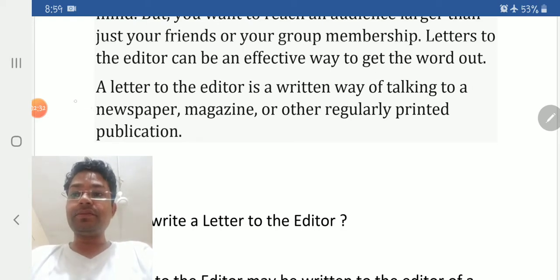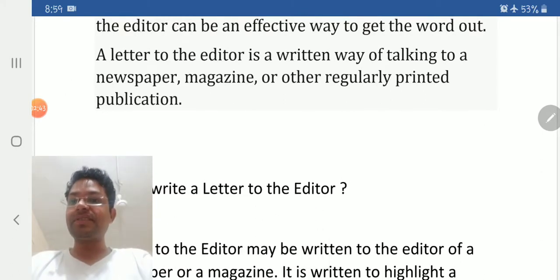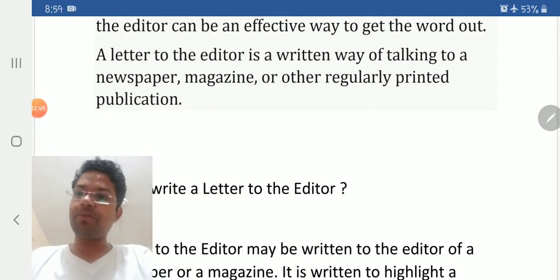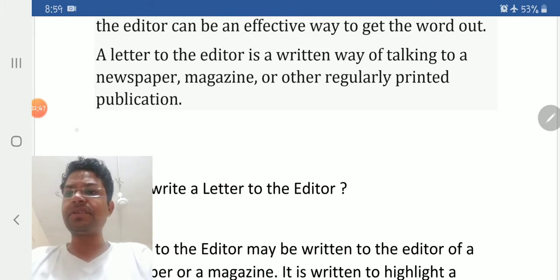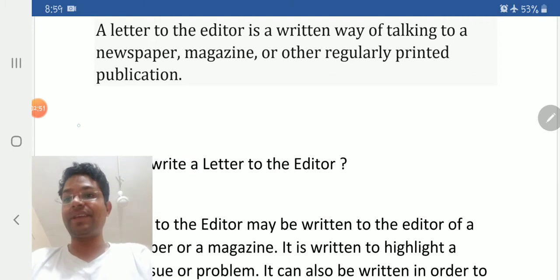What does it mean? It means that you cannot write any normal letter to them to be published in the newspaper. They will not publish it. It has to have some concrete information, a very good idea, not just a common idea that everybody thinks, but a very good idea so that people are convinced of what you are thinking.